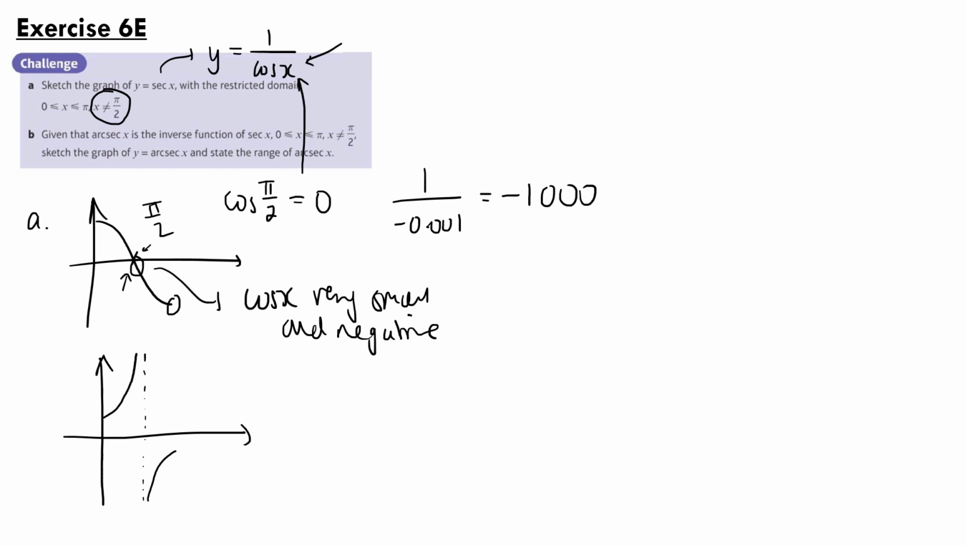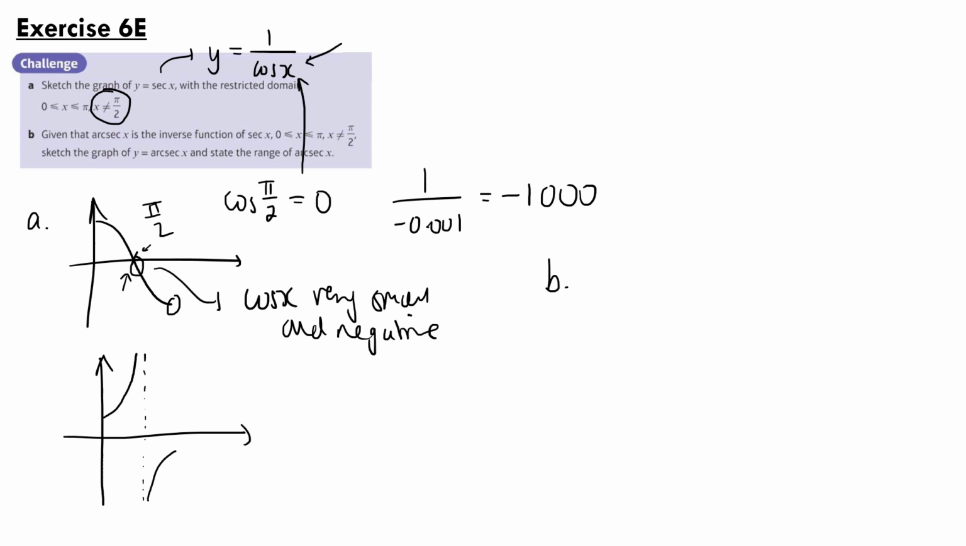Now for part B. Given that arc sec of x is the inverse function of sec of x between 0 and pi, with x not being equal to pi over 2, sketch the graph of y equals arc sec of x and state the range of arc sec of x.